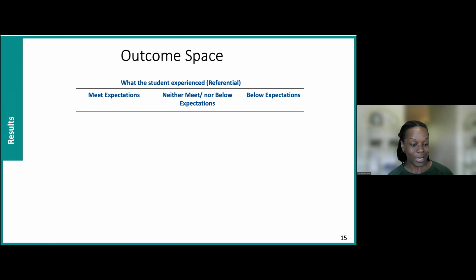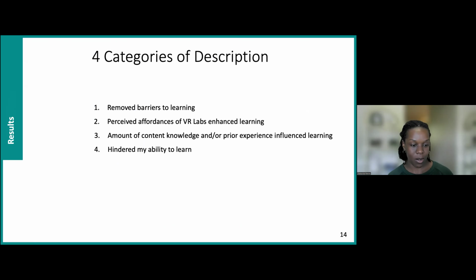So let's look. Oh, did it go back too far? Yep. All right. So we had 4 categories of description. Once we did our analysis, 4 categories really came up: perceived barriers to learning, perceived affordances of the VR labs enhanced learning, amount of content knowledge and prior experience influenced learning, and then hindered my ability to learn. Though these categories represent variation, the perspectives related to these 3 dimensions are quite different. I'll illustrate that in an outcome space.